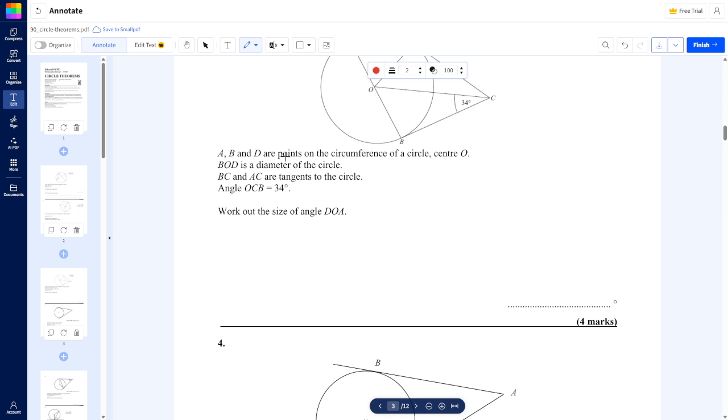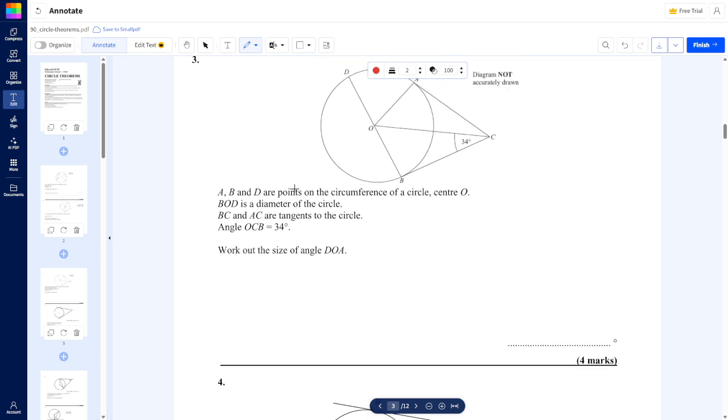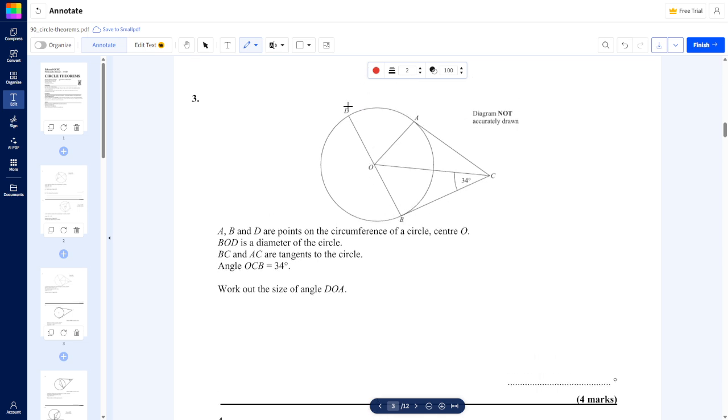A, B, and D are points on the circumference of a circle center O. So we have A, B, and D. BOD is the diameter of the circle. ABC and AC are tangents to the circle, and angle OCB equals 34 degrees. Work out the size of angle DOA. So it is this angle we're trying to work out over here.